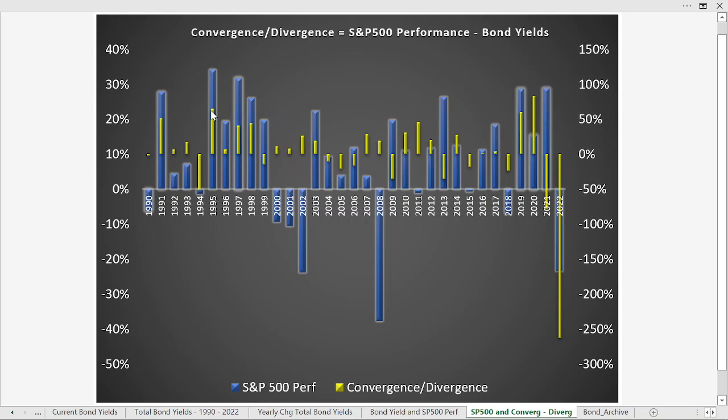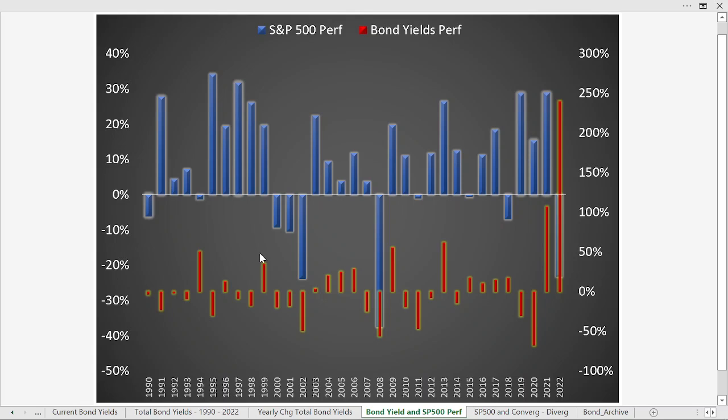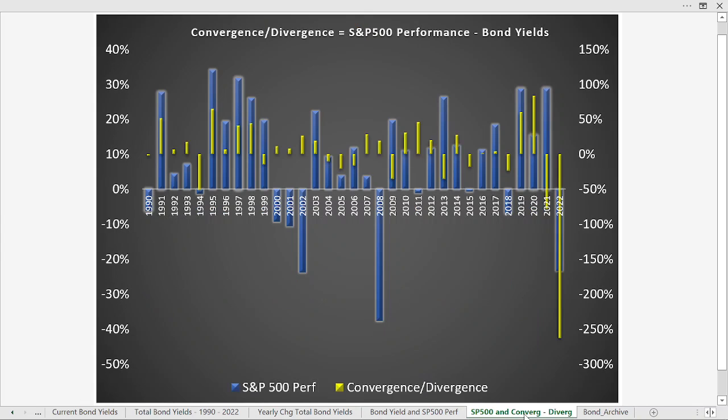So take a look back. This is actually 1995. Take a look back to 1995 on the prior chart, and we see here the S&P 500 went up over 30% at that point. The bond yields went down to some extent. That was 1995. Now, we look to see the year 2002, S&P 500 was down around 24%. The total bond yields were down around 50%. But typically we expect them to move in the same direction.